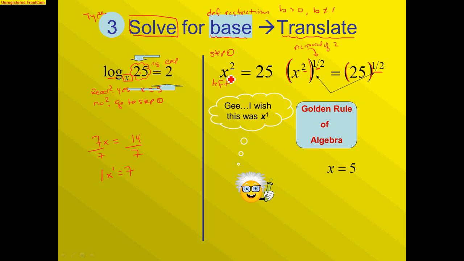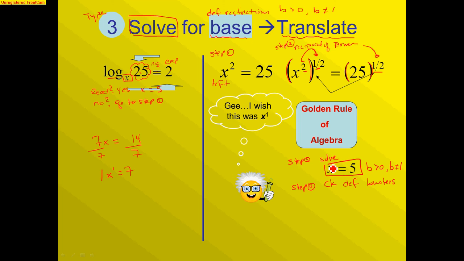So step 1 was dipsy doodle. Step 2 was raise both sides to the reciprocal of the power. Our power happened to be 2, so the reciprocal was 1/2. And then, of course, we also had to do the same on the other side. That's the golden rule of algebra. Step 3, solve. Now, we didn't have to solve. We just got x is equal to 5. Step 4, check definition restrictions or busters. Since x is a base, the base needs to be greater than 0 and can't be 1, so 5 is okay.